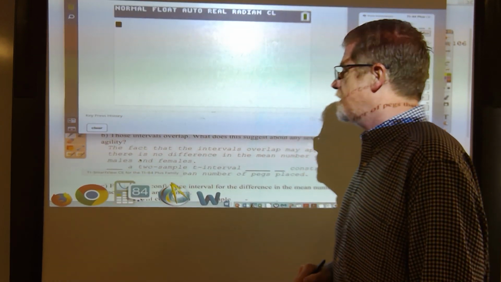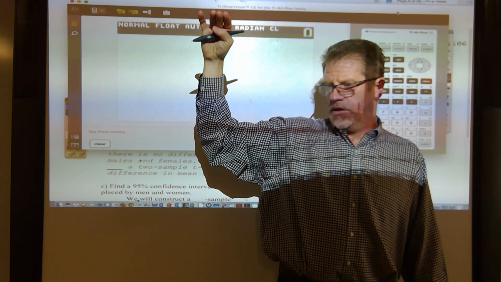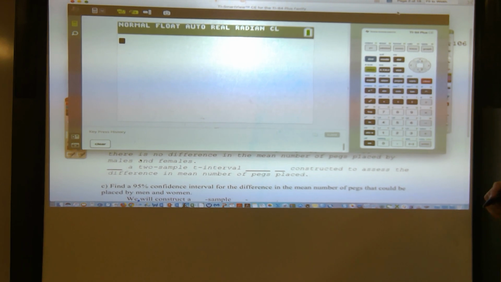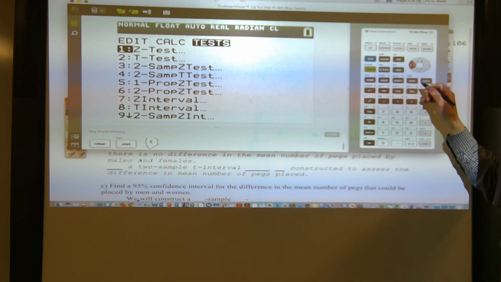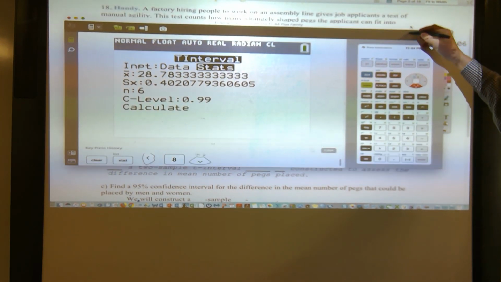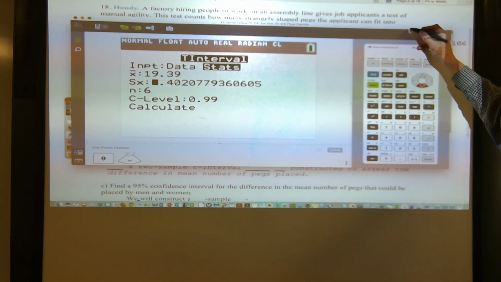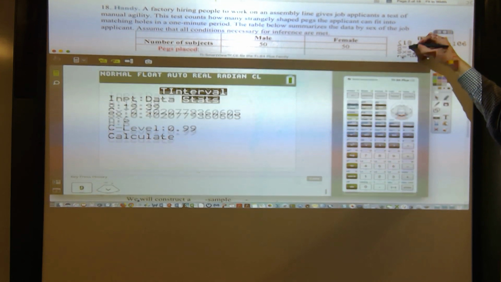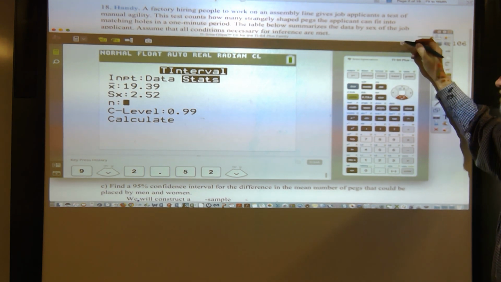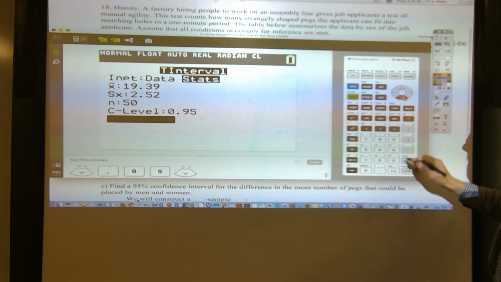However, we don't have to type that square root into the calculator. Instead, we're thinking A, B, 80. That would be stat test 8. So we go to stat test 8, and we do actually have the statistics. We have X bar for the males at 19.39, and the sample standard deviation for the males is 2.52. 50 is the sample size, and they're asking us to build a 95% confidence interval, so let's calculate that.